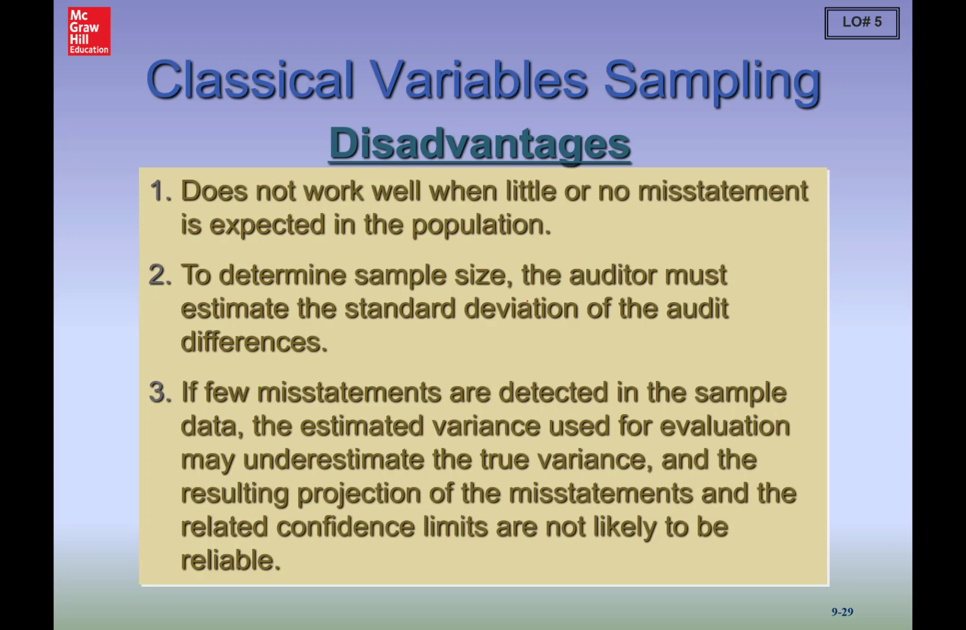Okay. The disadvantage of classical variable sampling is that it's a pain, because you're going to have to start calculating standard deviations, coming up with a range of misstatements, comparing the recorded amounts to that range of misstatements, and that can get a little messy. It's much harder to use.